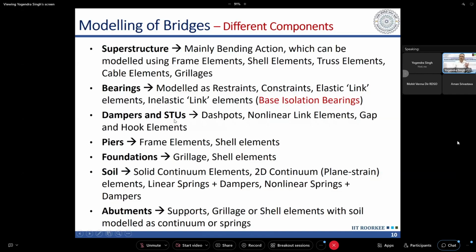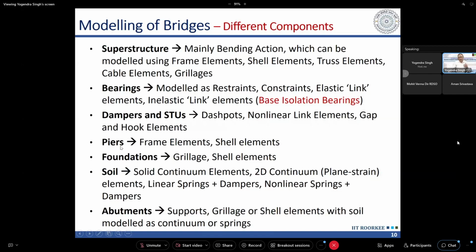And because of the high damping, these allow slow motion, but they cannot allow high velocity. If there is a high velocity, then these will provide a large force and it will actually act as a lock. So these can be modeled using dashpots and nonlinear link elements. And sometimes these shock transmission units allow certain displacement, and after that they become effective, so that can be modeled using gap and hook elements. In any software, these elements are available in the libraries.